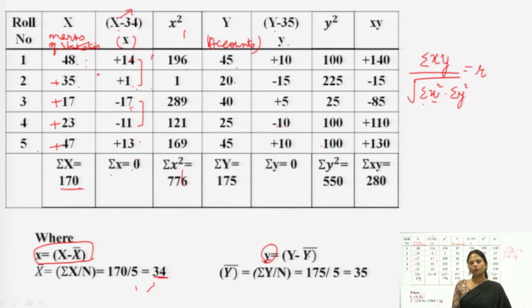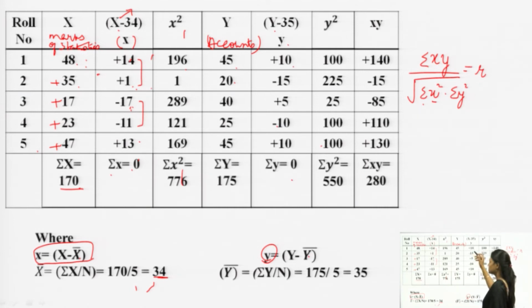The question requires summation of y square and not summation of small y, but still we have added summation of small y, which is equal to 0. Adding these values, because there were plus values and minus values as well, they give me the answer as 0. Further, small y we have already found out, and we are supposed to find out y square.